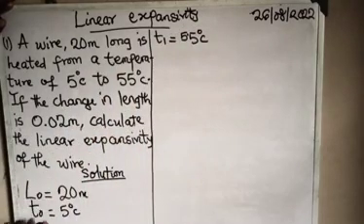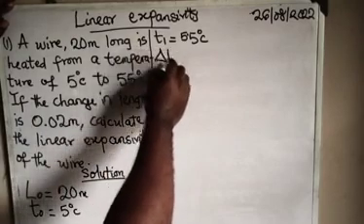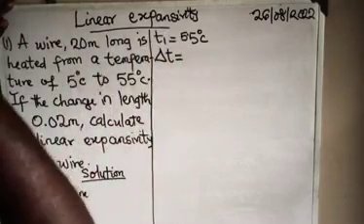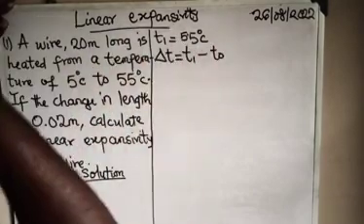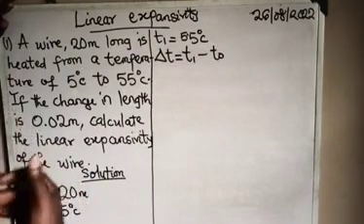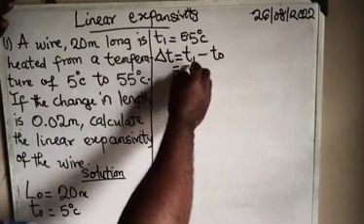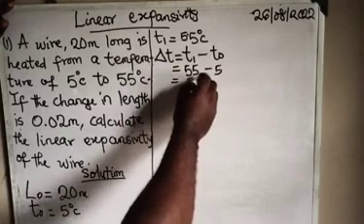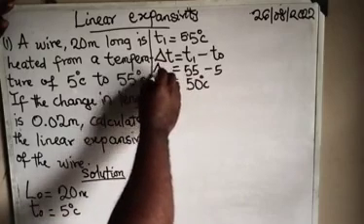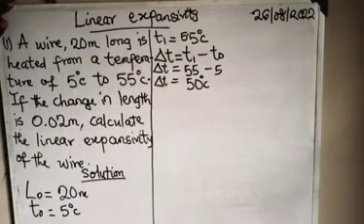And from these two data that we have here, we can find our change in temperature. That's the difference in temperature. That's T1 minus T0. That's by how much did the temperature of the wire rise. And that will give us 55 minus 5, which will give us what? 50 degrees Celsius. That's our change in T is 50 degrees Celsius. Okay, I've gotten L0 and delta T.